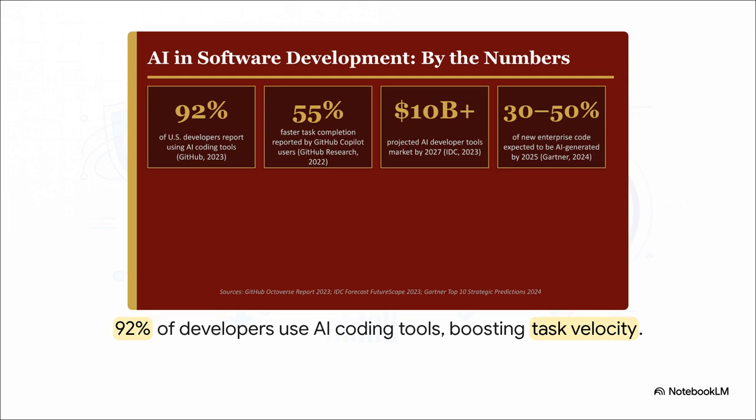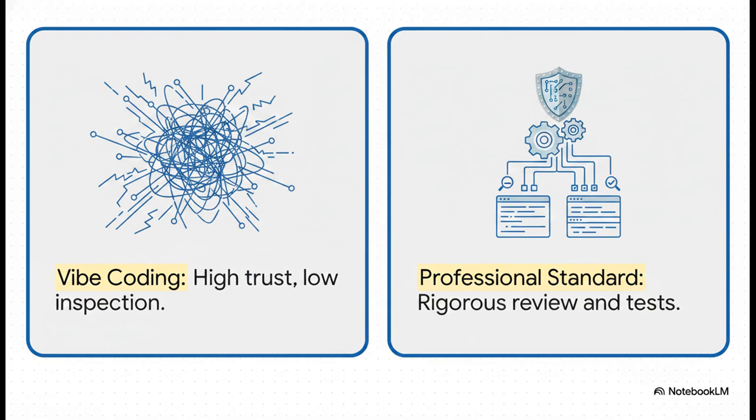AI is taking away that heavy cognitive load, it's automating all the boring boilerplate code, and it's seriously accelerating the learning curve for junior devs. But we have to remember, speed without control, that's just a recipe for disaster. And that brings us to a really critical distinction in how people are actually using these tools day to day.